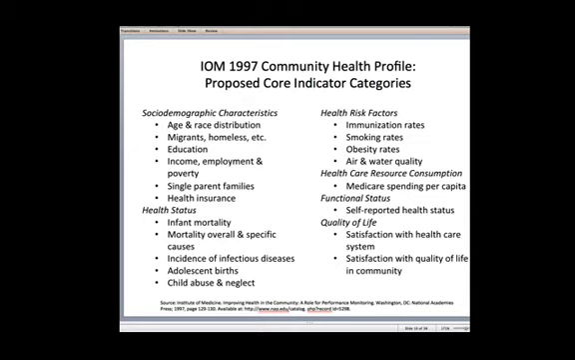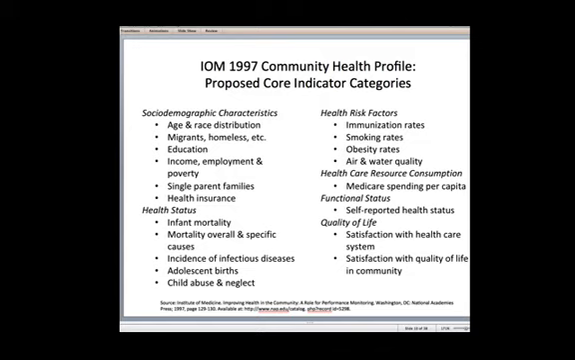Within the 1997 report, the Institute of Medicine proposed a set of core indicators which are grouped into 6 different categories. These are listed on this slide. The first category is socio-demographic characteristics of the community. For example, indicators related to age, race, ethnicity distribution, etc. Education, income and poverty. Those are examples.